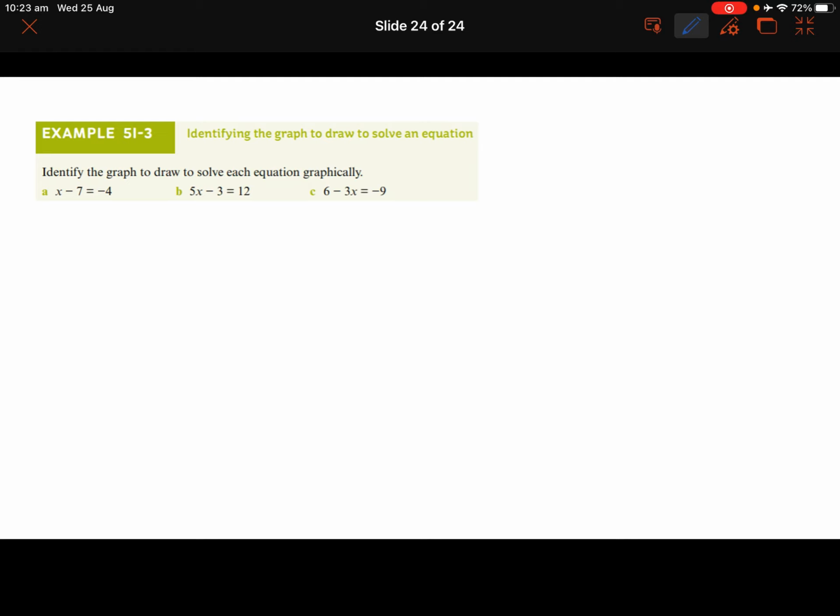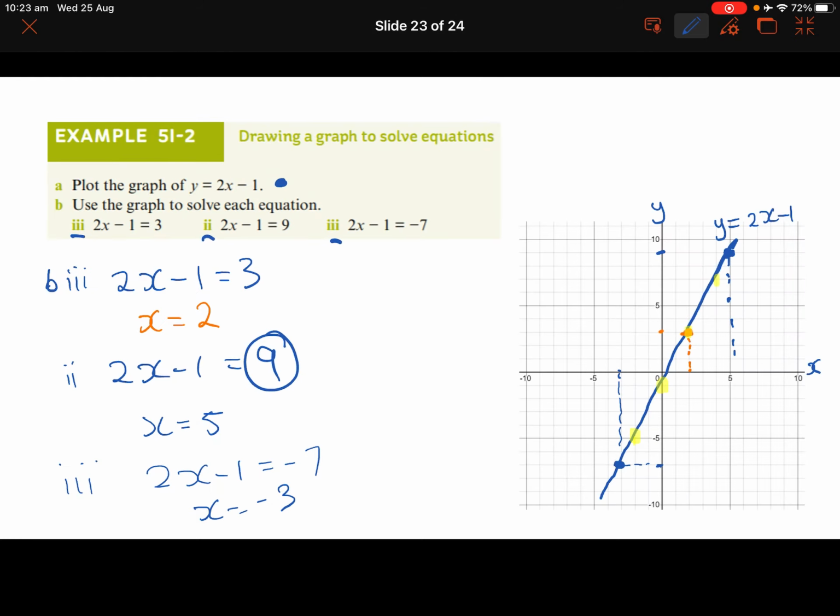These are much the same, so identify the graph to draw to solve each equation graphically. Okay. I'm probably going to leave it there because it's very similar to the ones we've just done. So see how you go and let us know if you have any questions.